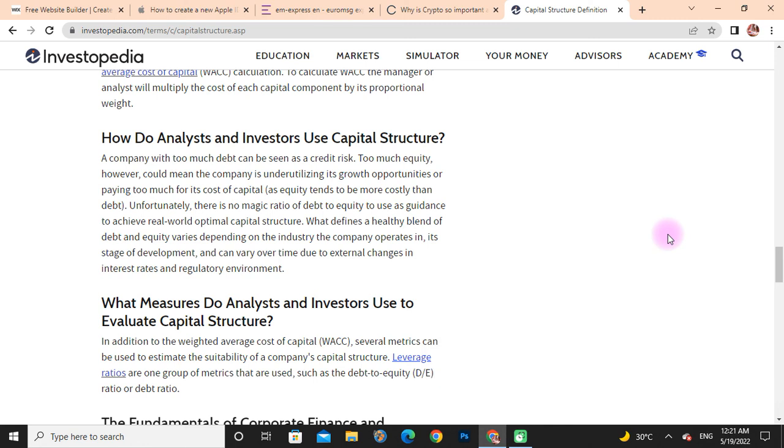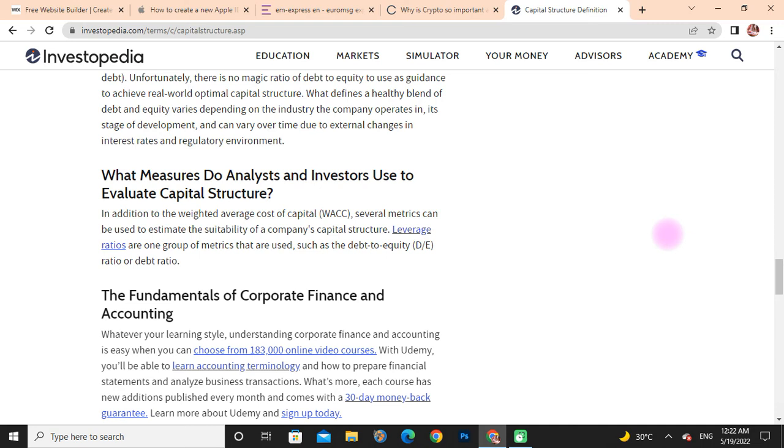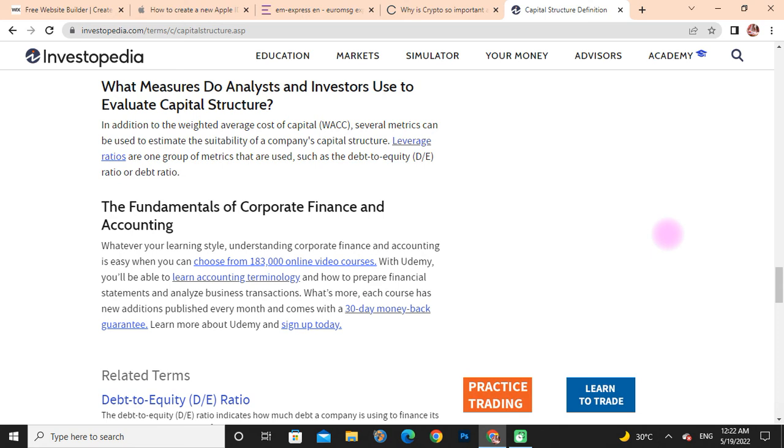What defines a healthy blend of debt and equity varies depending on the industry that companies operate in and their stage of development, and it can vary over time due to external changes in interest rates and regulatory environments. What measurements do analysts and investors use to evaluate capital structures? In addition to the weighted average cost of capital, metrics can be used to estimate the suitability of a company's capital structure. Leverage ratios are one group of metrics that are used, such as the debt to equity ratio and the debt ratio.